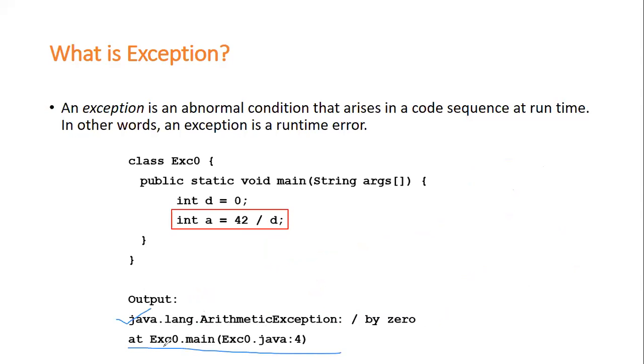It says exe.main. What is this? Exe is the name of the class. In this class, I have a method called the main method. In this main method, the exception has occurred at line number 4. That's what it says. Exe0 is the name of the class, this class has a main method, and in this main method the above exception, java.lang.ArithmeticException, has occurred at line number 4.